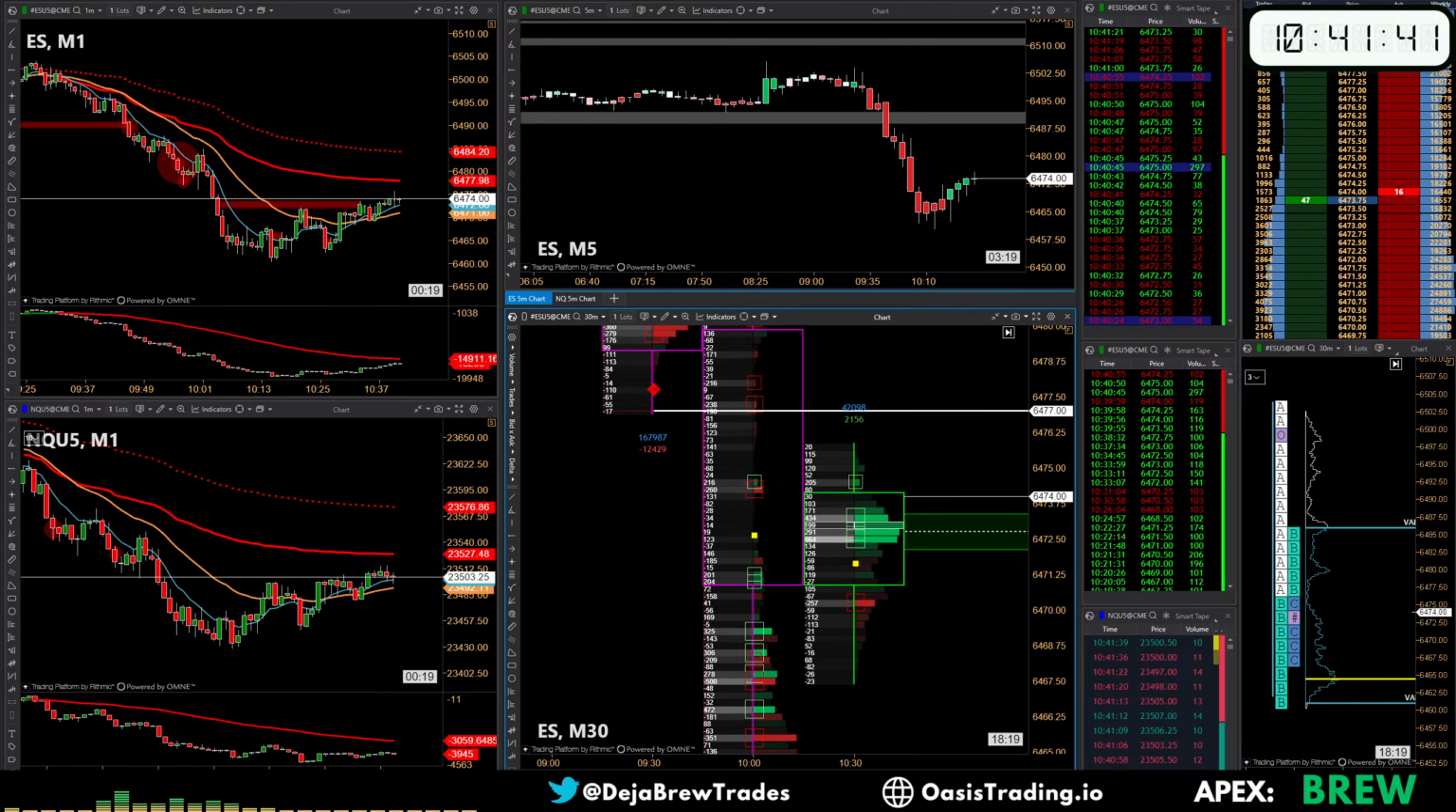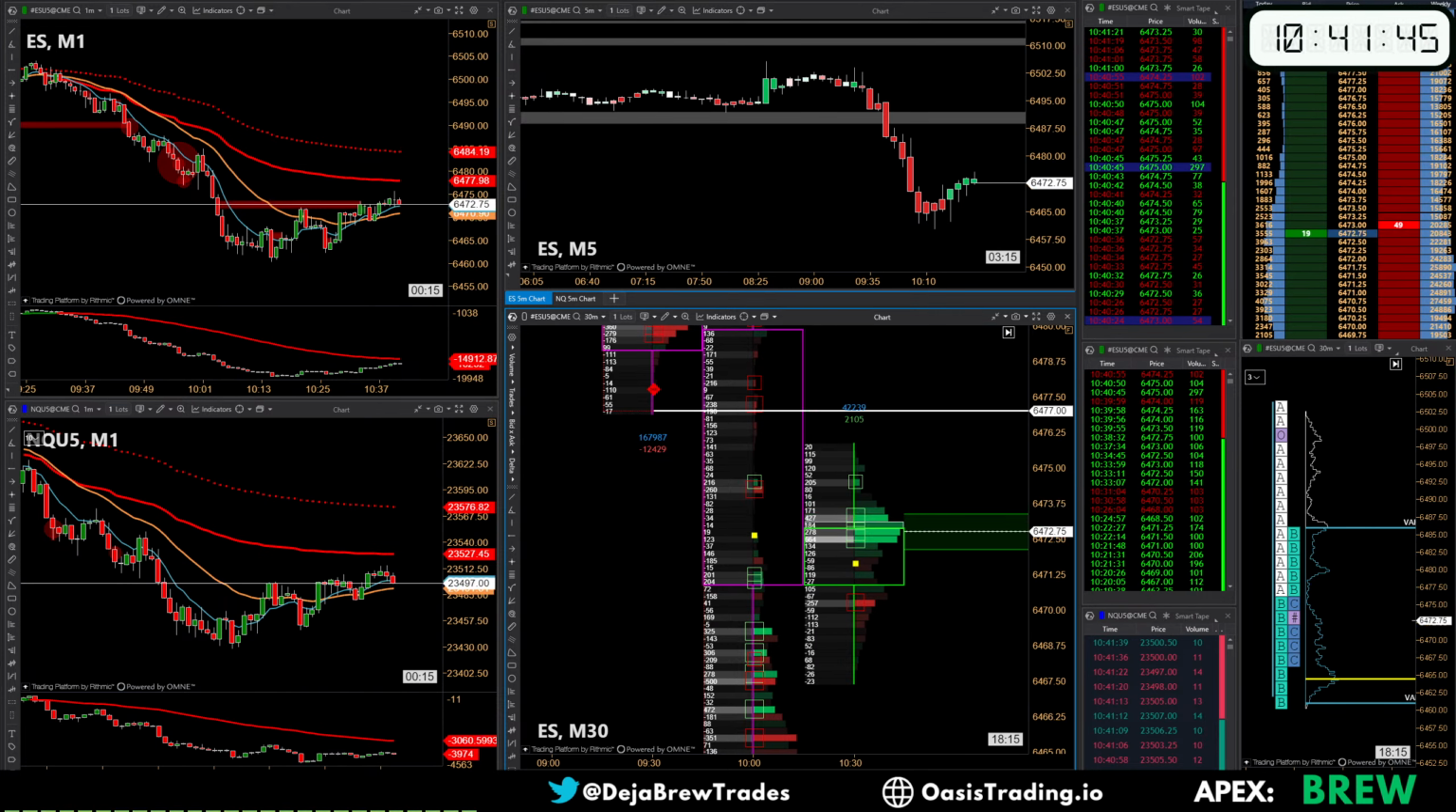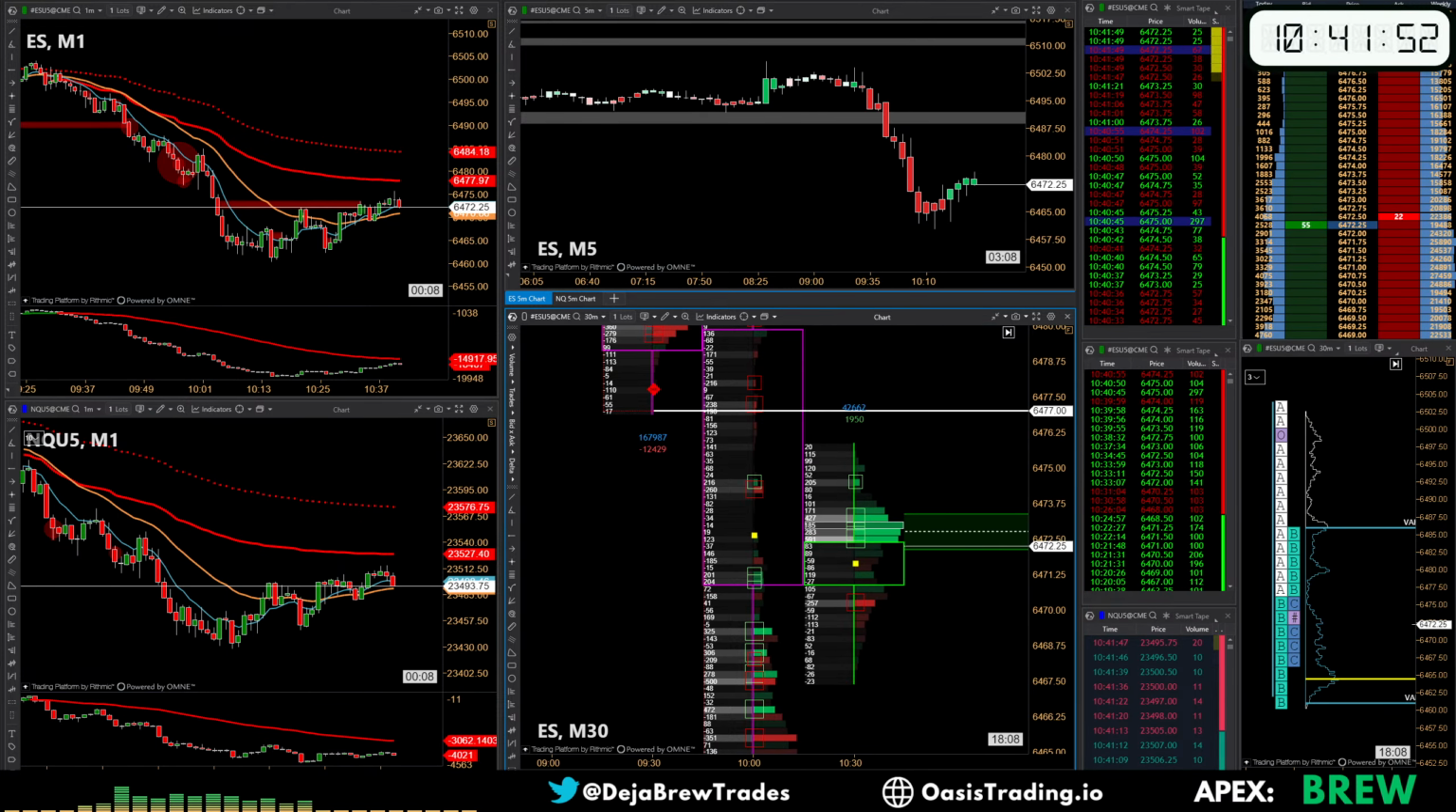So this Bulldog could turn into a bear flag into VWAP. So keep an eye on VWAP as a stopping point for this little reversal here, possibly going back to the lows. You are front running it a little bit.